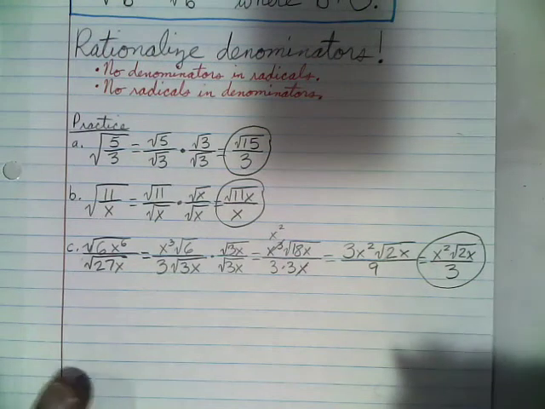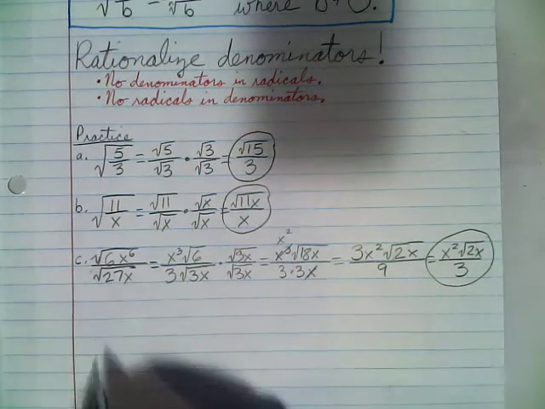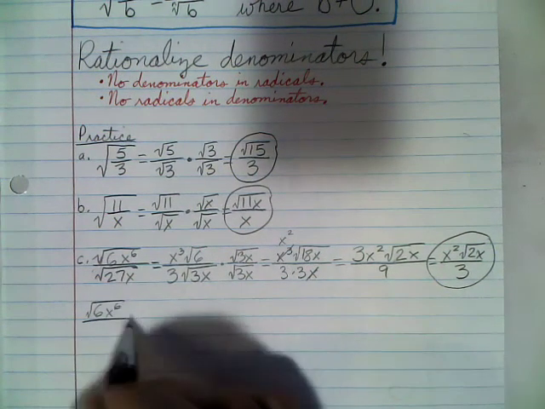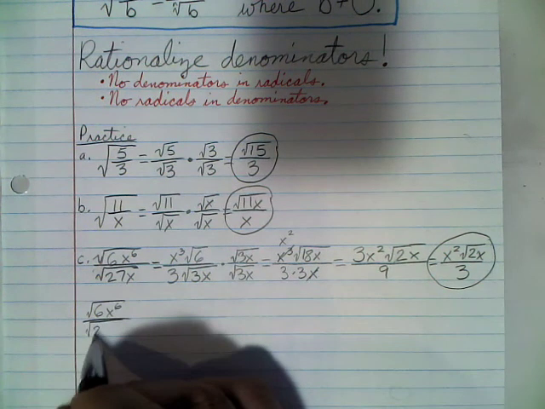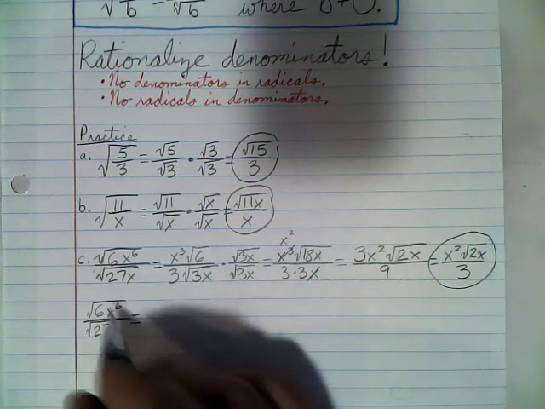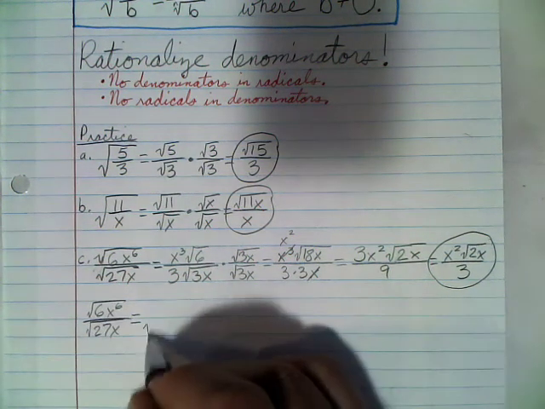Now, ladies and gentlemen, I can further simplify this. We're going to do it one more time. And we're going to use the quotient property of radicals backwards this time. So instead of splitting this into two radicals, we're going to combine it as one big radical.